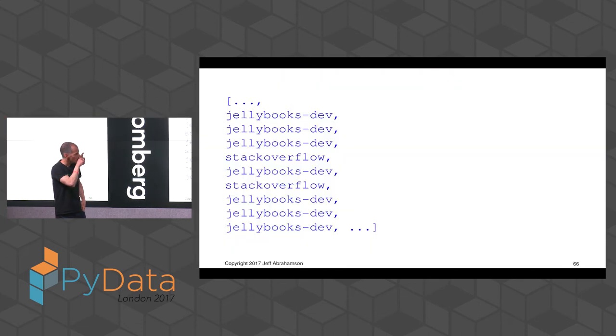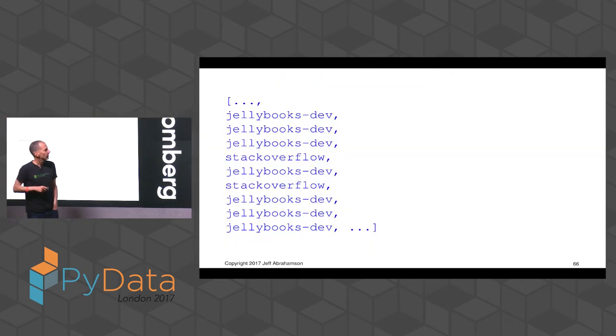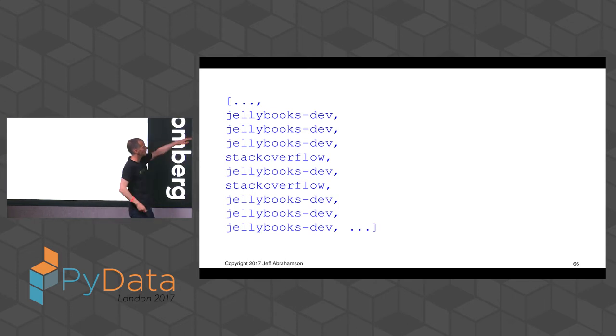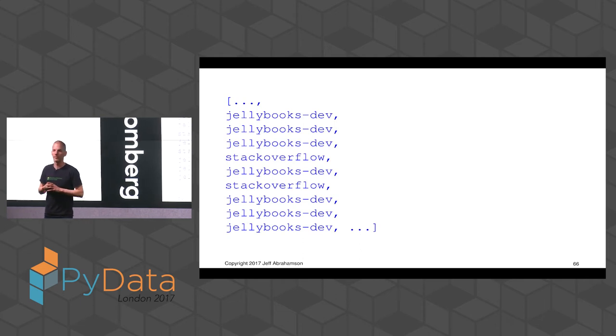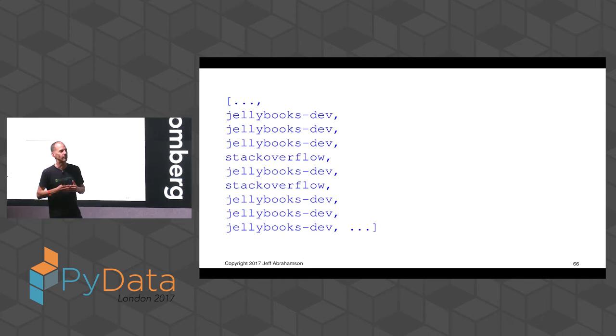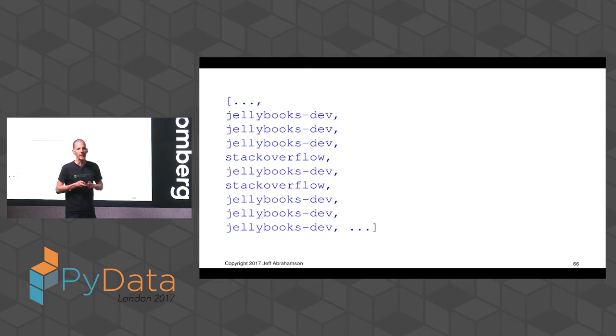Good. So this is the sort of sequence that I get. Jellybooks is my company, so I'm doing Jellybooks development, and then I check something on Stack Overflow, and clearly I'm trying to figure something out, and then I'm doing more development. So that's the sort of sequence I'm looking for, is what am I doing? And that's the sort of stuff that I get.